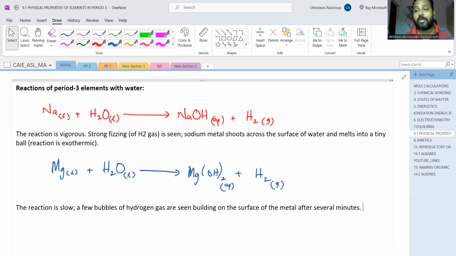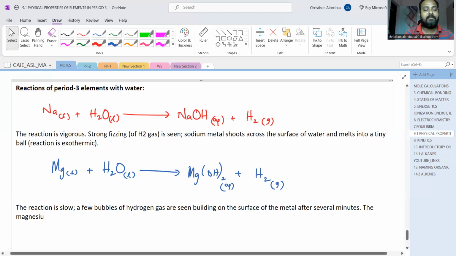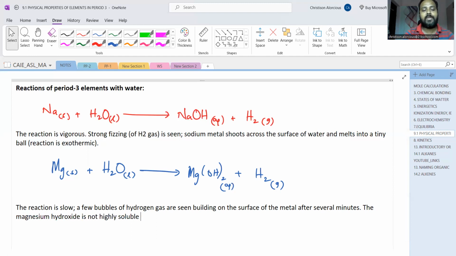But what about the magnesium hydroxide itself? Magnesium hydroxide isn't highly soluble in water. So it's seen as a white suspension. I mean, it turns a whitish color, rather than being a clear solution if it dissolved.